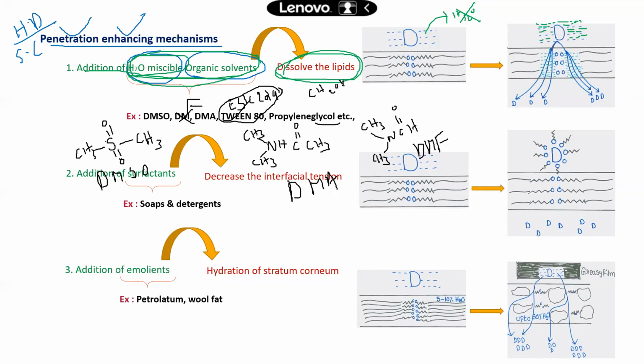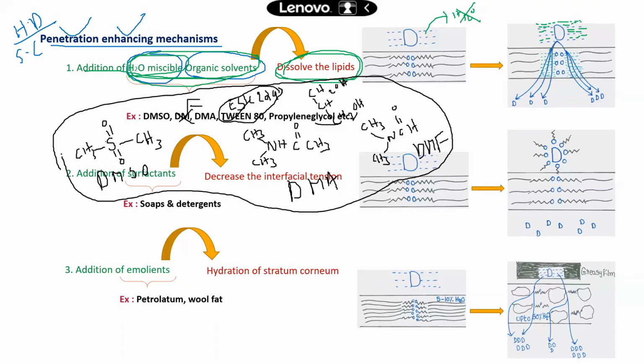CH2OH, CH2OH. A molecule containing two hydroxyl groups is glycol, three hydroxyl groups is glycerol. How many carbons? 1, 2, 3. Three means propylene glycol. These all agents can enhance the penetration of the drug through skin by dissolving the lipids. Once again, friends, the mechanism is dissolving the lipids. How? By addition of the water miscible organic solvent.